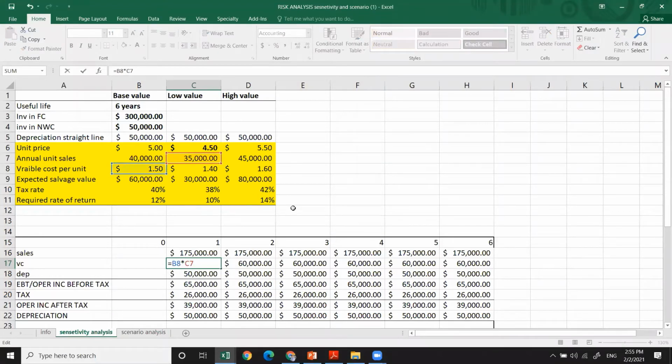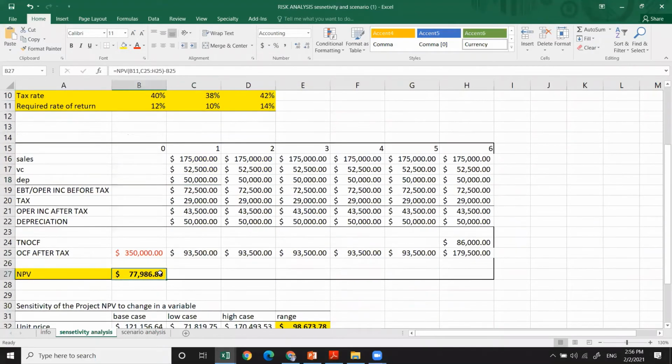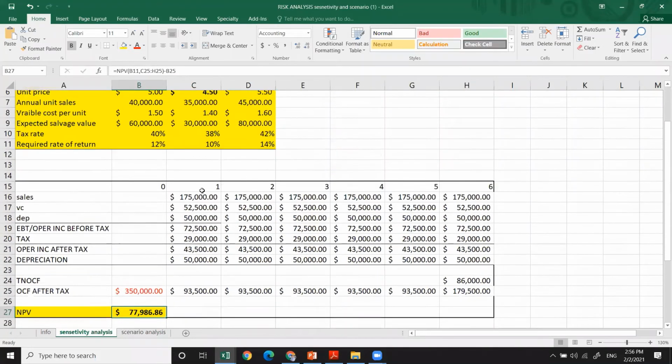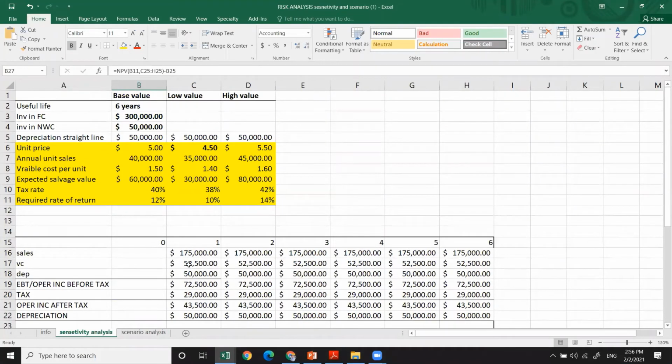And of course, when I estimate the variable cost, it should be affected as well, because when I calculate the variable cost, it is the variable cost per unit multiplied by the annual sales. That will give you the variable cost, the variable expense. And you can see what happens to NPV. So NPV becomes 77,000. So it reduced almost by 50,000. So that is changing the unit sales. What if I change the unit sales, not to 35, but making it a higher number, and changing the variable cost, making it a higher number?